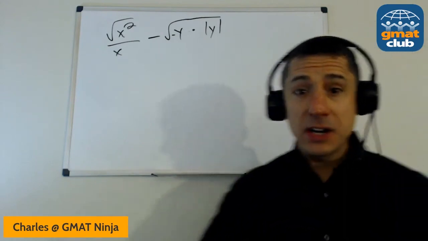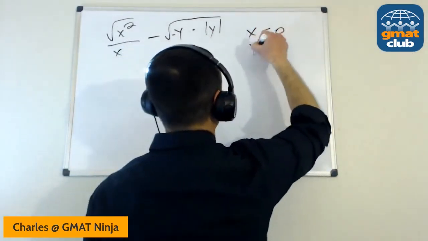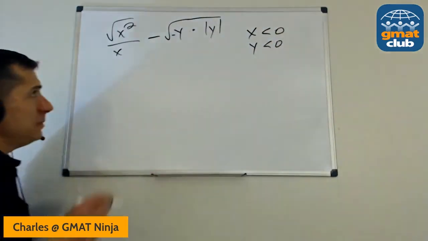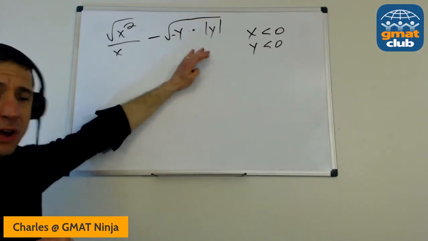So we're going to start here. I know that both of these numbers are negative, so x is less than 0, y is less than 0. Now it's just a question of following my way through and thinking about what I know. What happens here?